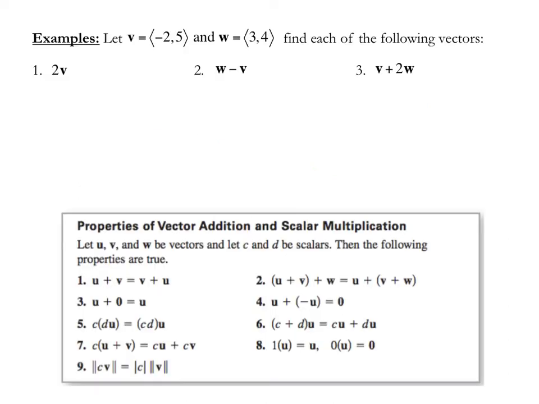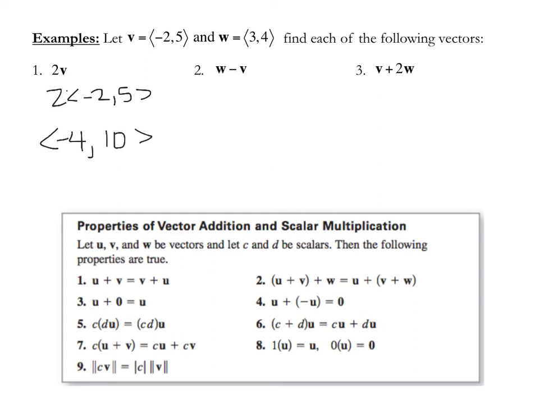So here's an example. Alright, so these are some actual examples with numbers. The first one, they want us to do 2v. So we'd take the v vector in component form and multiply it by 2. So it's going to be 2 times <-2, 5>, which all that means is we're going to distribute the 2 to both components. So it's going to turn into <-4, 10>.